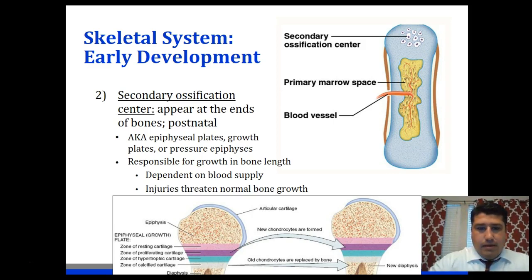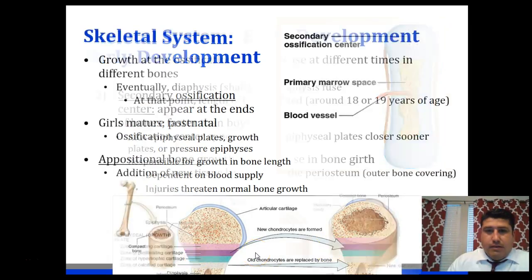If you look at the picture on the bottom, you can see there's the bone, and then we have cartilage here. Let's see. Okay, calcified cartilage. Yeah, it's been a while since I've seen this picture. Here, let me see if I can see another picture.